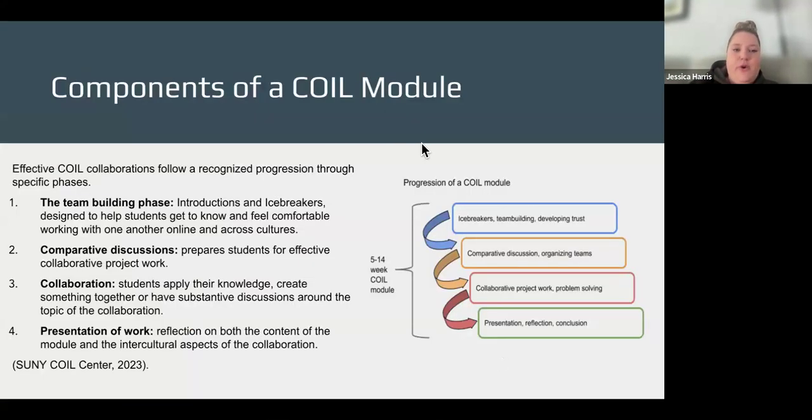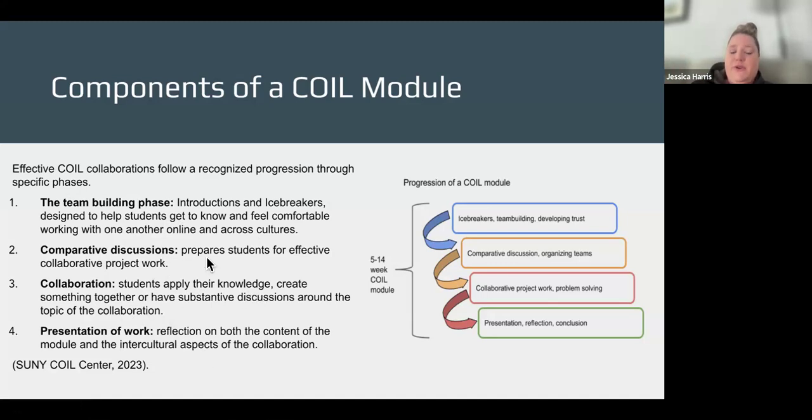So, some components of a COIL model. When I say COIL model, this is how some people break it down. They have an overall COIL project, and then modules that students do throughout the semester with their partners at the other institution. When we look at effective COIL collaborations, we're looking at the team building phase, comparative discussions, collaboration, and then presentation of the students' work.